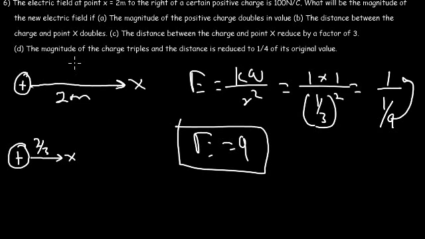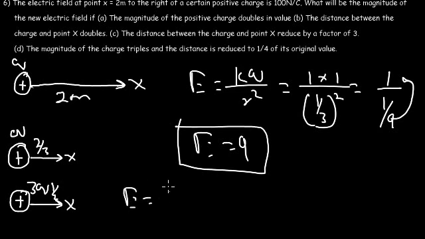And for the last one, we should find the new magnitude of the electric field when the charge triples and the distance is reduced by 1/4. So it means we need the charge when it triples, that's 3Q. And this is the Q. Then the distance is reduced by a factor of 1/4. So the quantity of charge and the radius have changed.